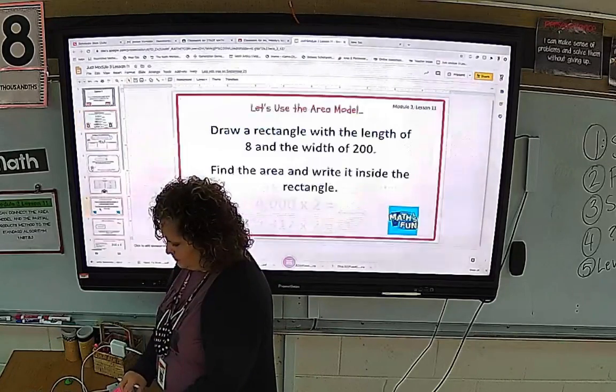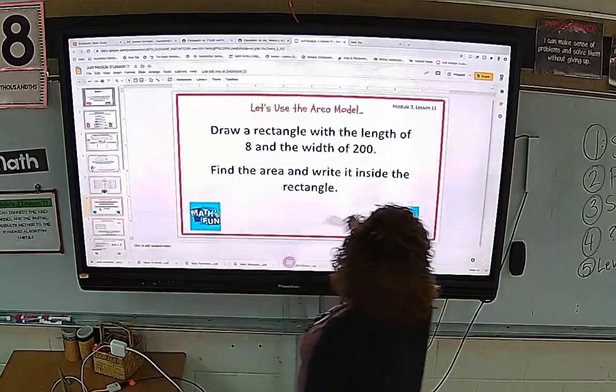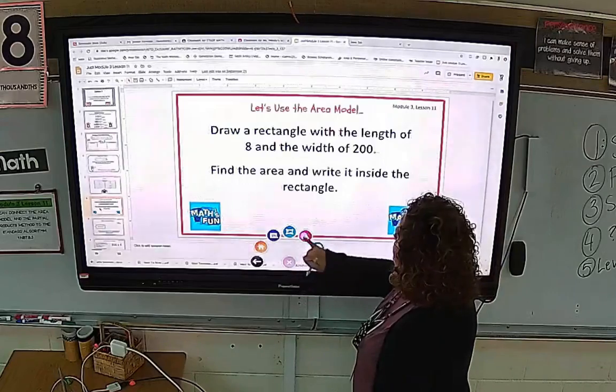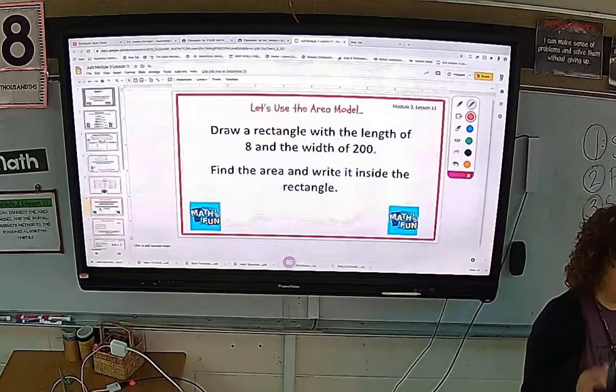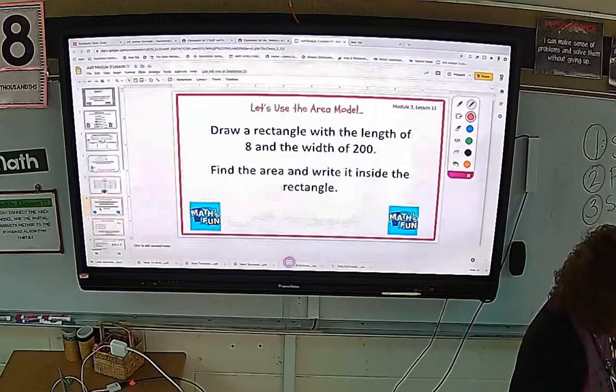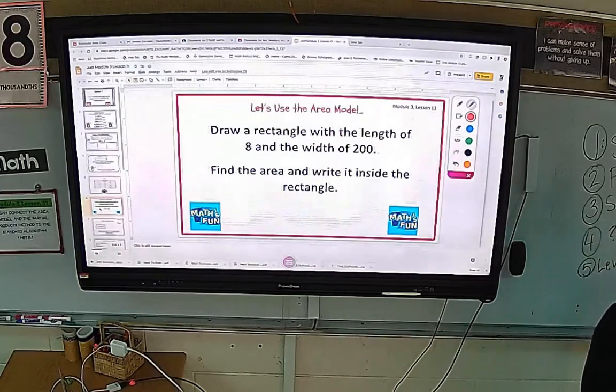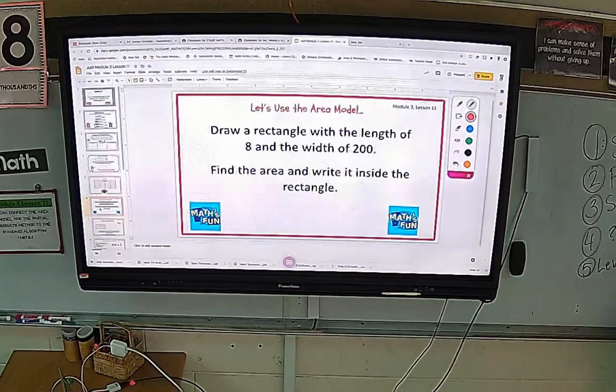Now, we've gotten our brains warmed up a little bit. This is going to talk to us about using that area model. Now, area. Do we remember about finding area? You think Miss Elizabeth still needs this? No. No, you don't think so?